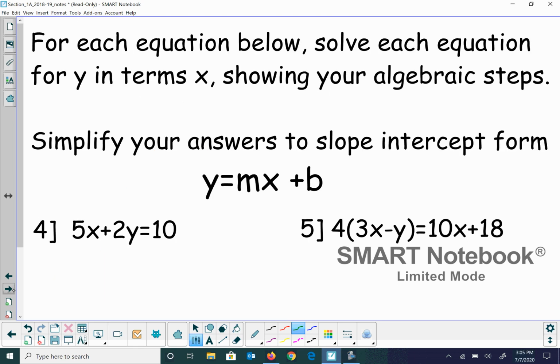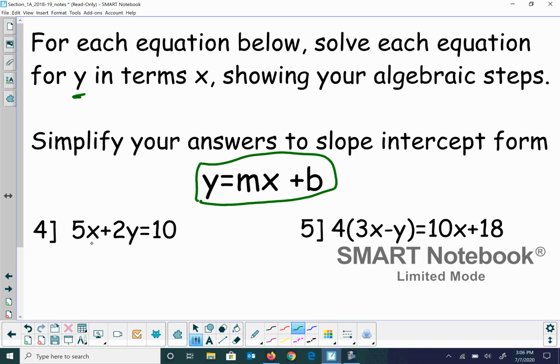Okay, this is the next thing. We want to start solving these. Solve each equation for y in terms of x, showing your algebraic steps. So for each equation, solve for y. That means I want to get y by itself. You recognize that as slope-intercept form.